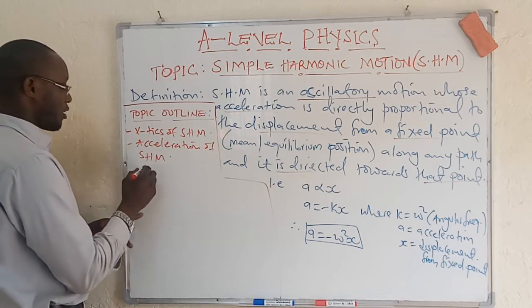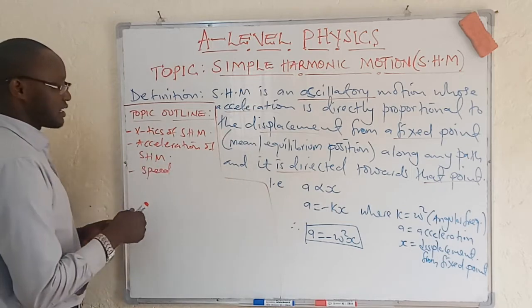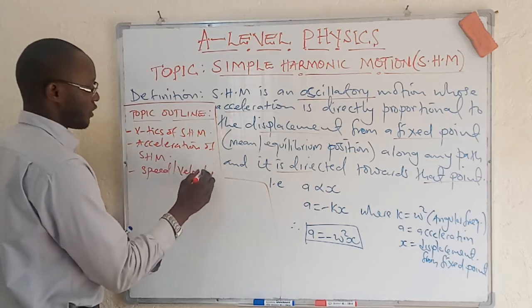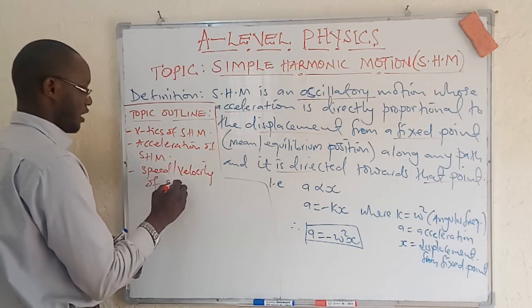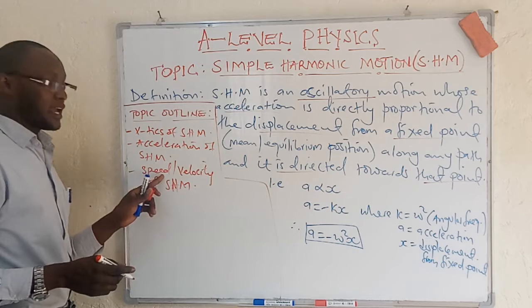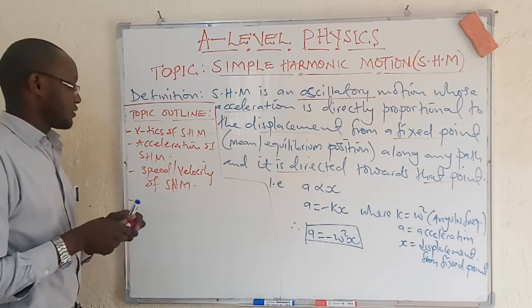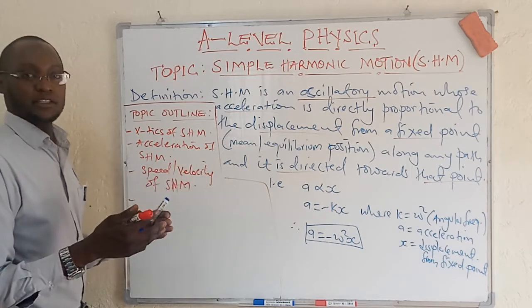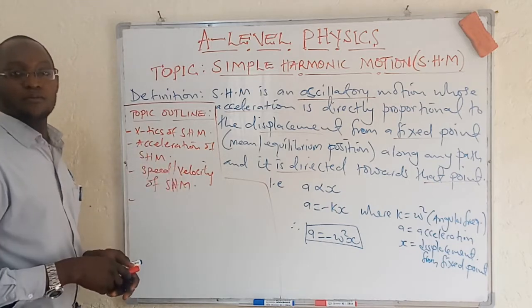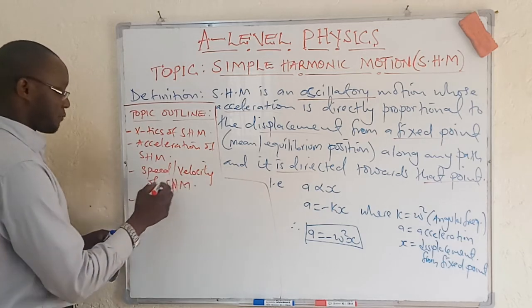Then from there we shall talk about the speed. But we have already talked about displacement. You can also bring it, like acceleration and displacement. So speed, or what we call the velocity of a simple harmonic motion. So I believe that by this level, you know the difference between speed and velocity. With velocity, a vector quantity, direction is considered. Then speed in a given direction is also velocity.